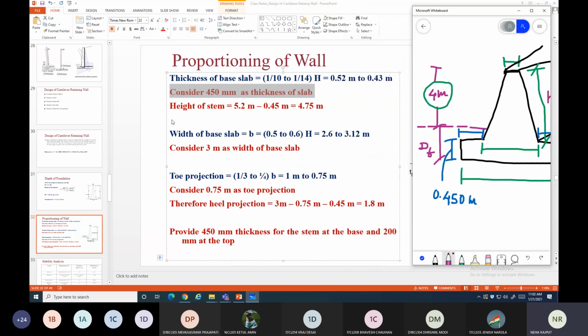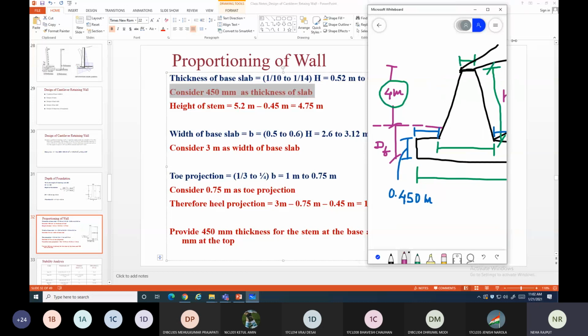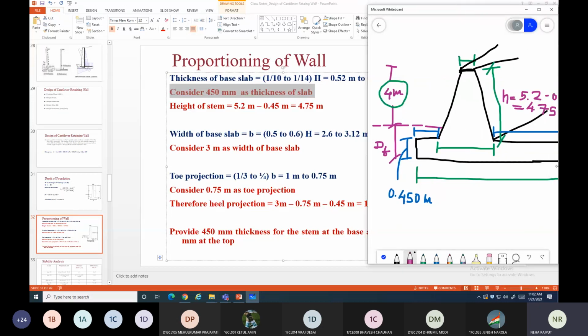Now second criteria is width of base slab. Width of base slab. So this width of base slab.